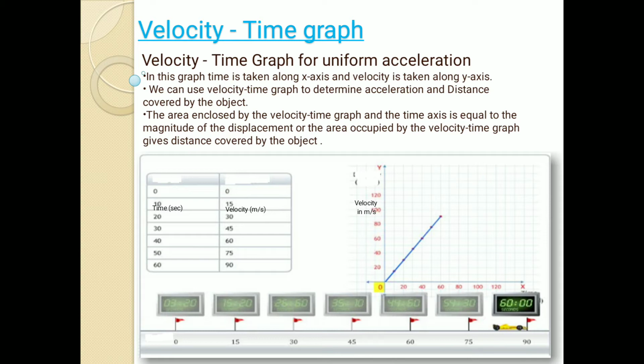You will get to know that if we calculate the area of this velocity time graph, it gives the distance covered by the object. Is it clear? One question you will surely get here: the area occupied by the velocity time graph gives what? It gives the distance covered by the object.